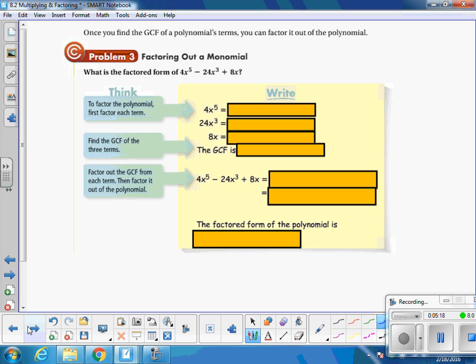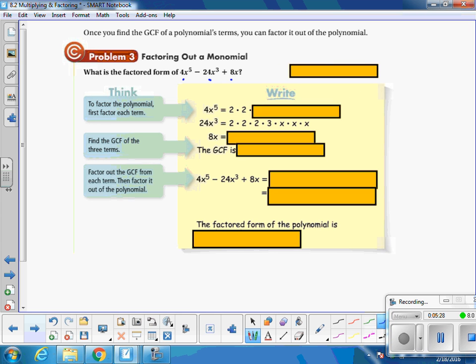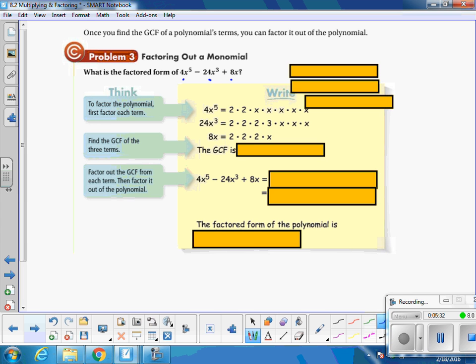Okay, so let's look at this one. We have a polynomial with these 4 terms. We factor out 4x to the 5th. Those are the different factors of that. 24x to the 3rd, we have the different factors for that. 8x is the different factors for that. So I'm looking at what's in all of them. I see 2's and I see x. So my greatest common factor is going to be 4x.